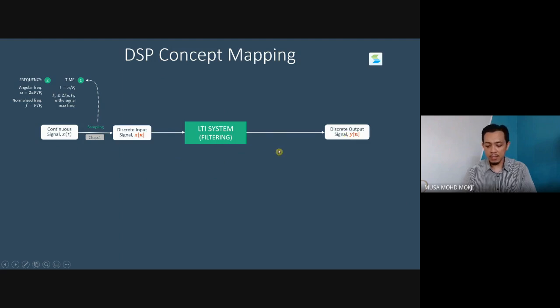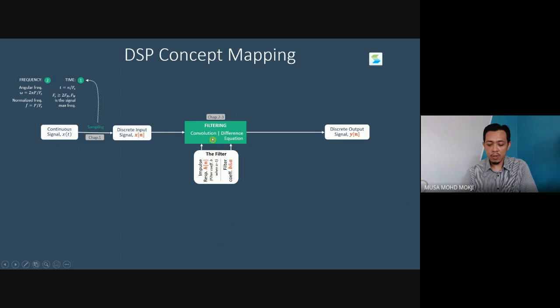And for an LTI system, we have what we call a filter, or what we call an impulse response. So we have seen this, which is an impulse response. And we already know that there are two types of impulse response: one is FIR, finite impulse response, and this is IIR, infinite impulse response. This is actually in chapters 2 and 3, and we have seen how to solve this LTI system.